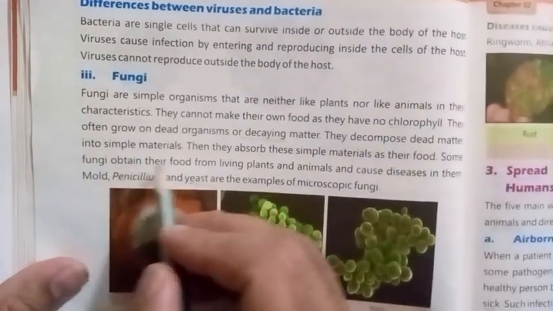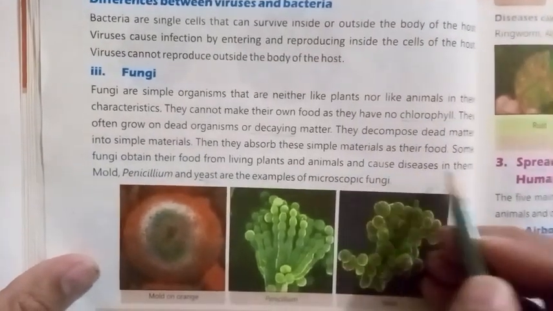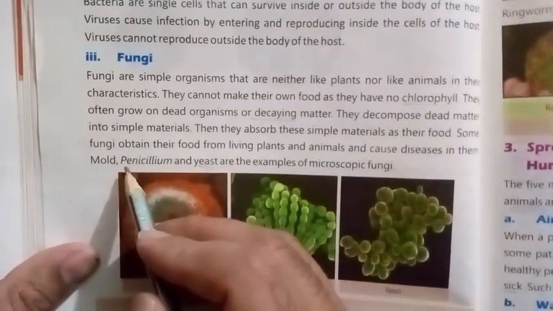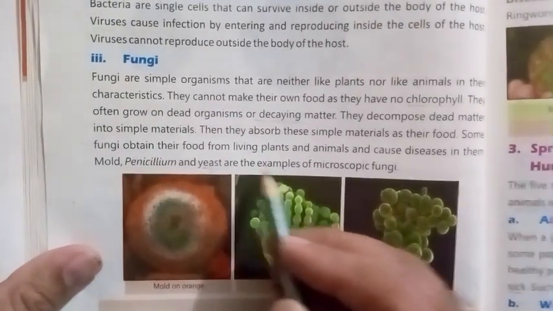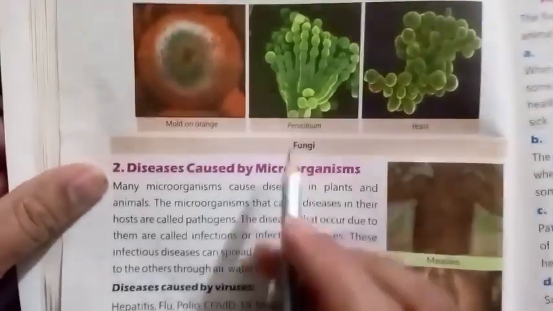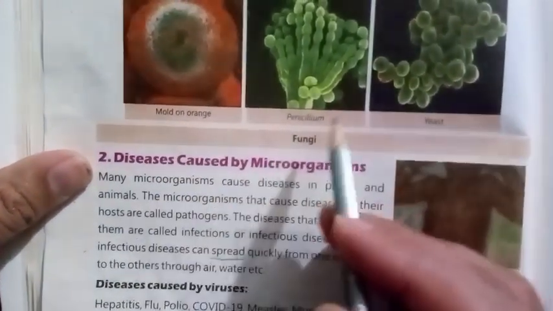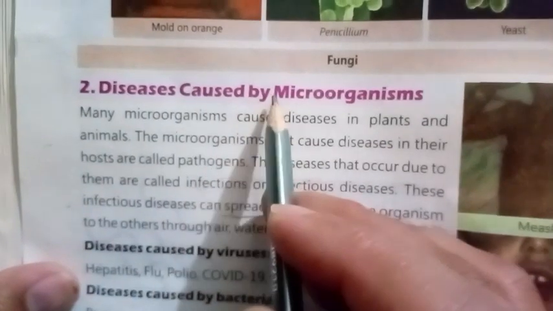Some fungi obtain their food from living plants and animals and cause diseases in them. Mold, penicillium, and yeast are the examples of microscopic fungi.